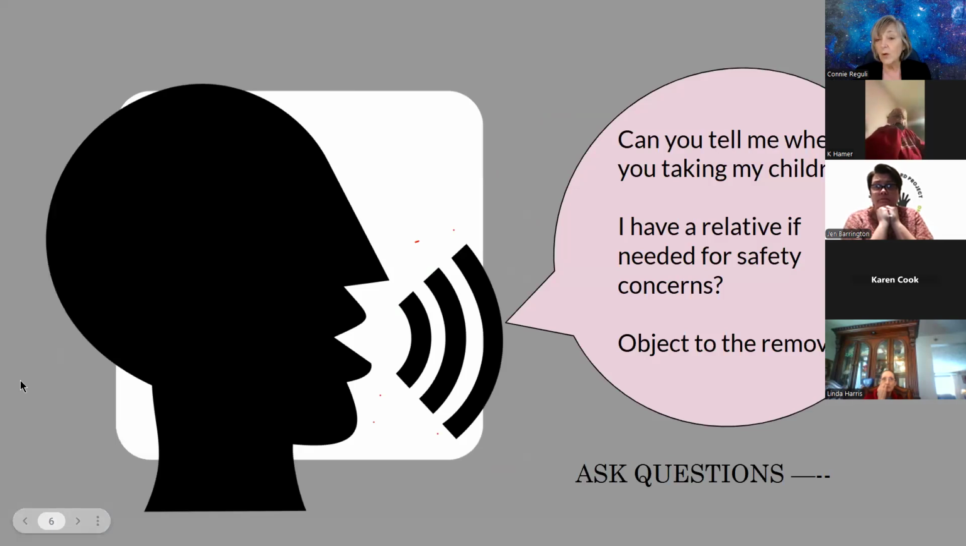All right, so these are questions, though, I think parents should ask. Can you tell me where you're taking my child? If I have a relative, if needed for safety concerns. So, just letting them know and asking questions immediately about relative placement, and object to the removal verbally and just say, I do not agree with this. I oppose this. I don't think there's any reason for safety issues. I want it well documented. There's nothing about this that I agree with.